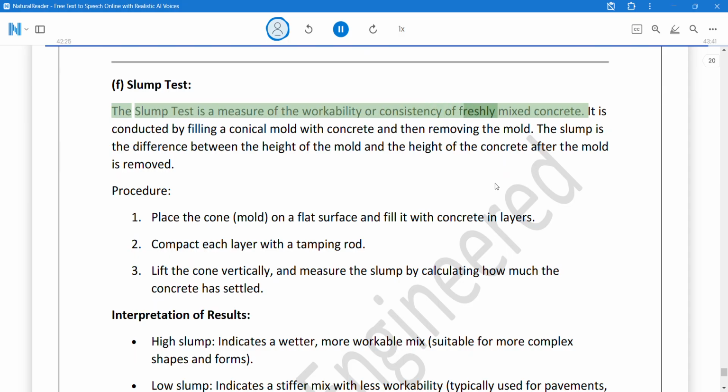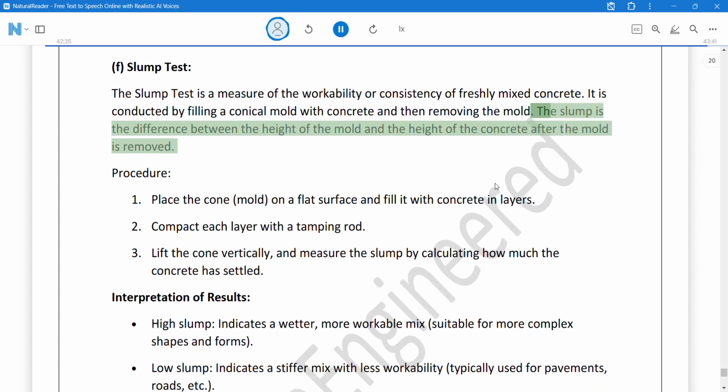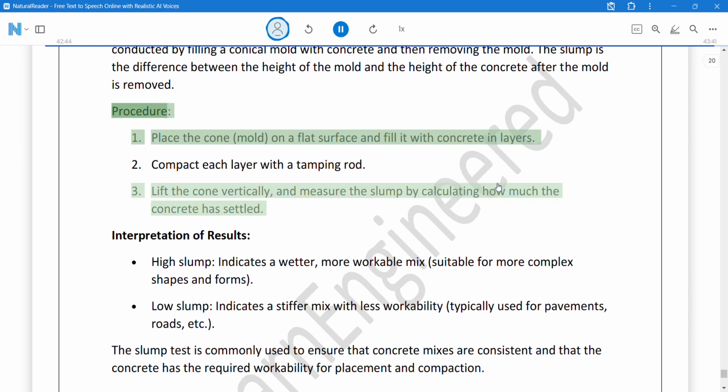Slump test. The slump test is a measure of the workability or consistency of freshly mixed concrete. It is conducted by filling a conical mold with concrete and then removing the mold. The slump is the difference between the height of the mold and the height of the concrete after the mold is removed.